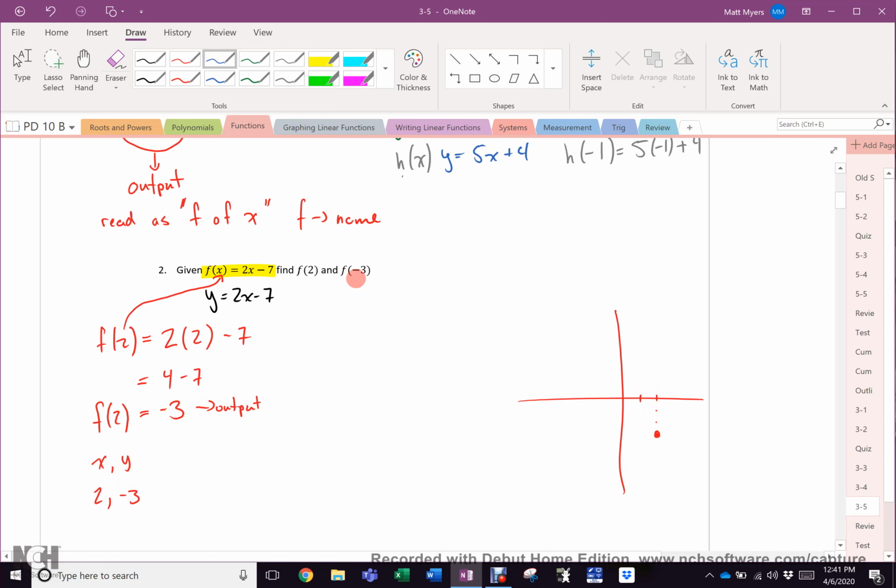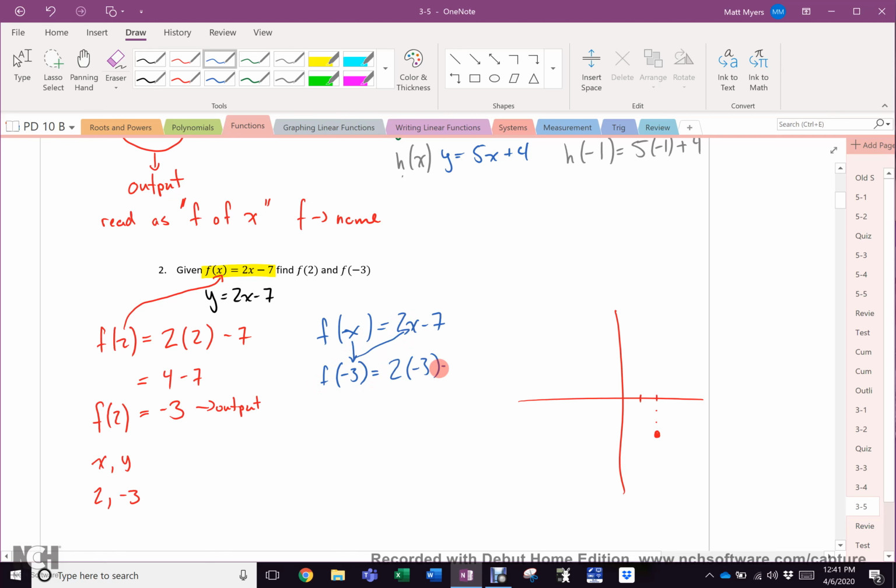Now I'm going to do it over here. I want the f of negative 3 this time. So I find the function with the same name, f. X is now negative 3. If I write it out completely, f of x equals 2x minus 7. But I don't want the f of x. I want the f of negative 3. So that x has become a negative 3. So that negative 3 becomes that x.